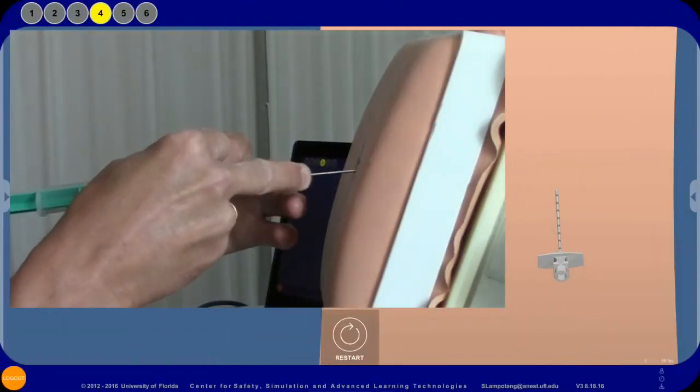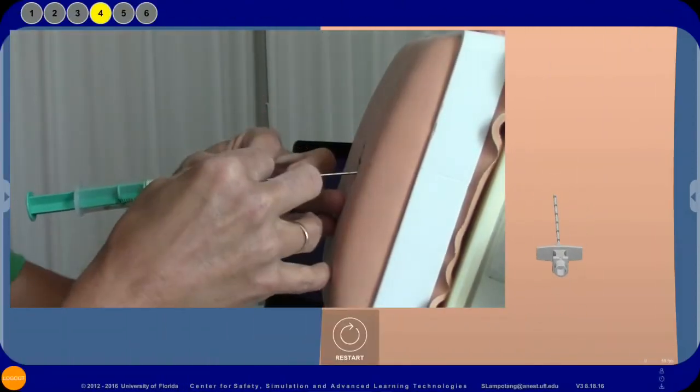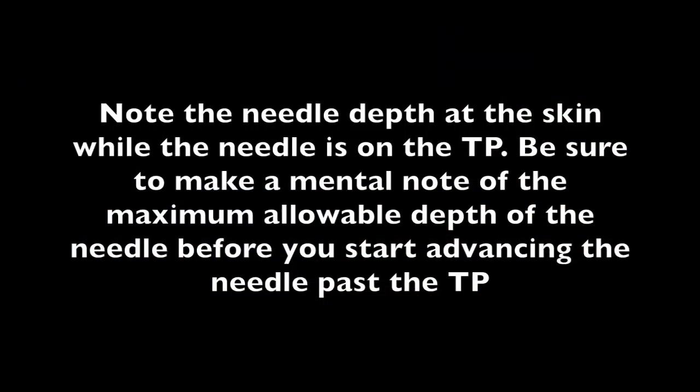Next, you will land the needle on the tip of the transverse process. Note the needle depth at the skin while the needle is on the TP. Be sure to make a mental note of the maximum allowable depth of the needle before you start advancing the needle past the TP.